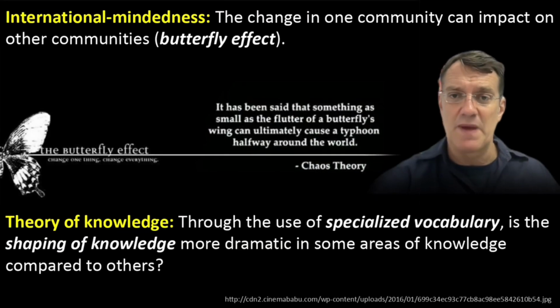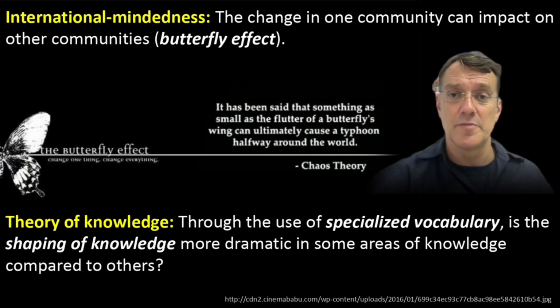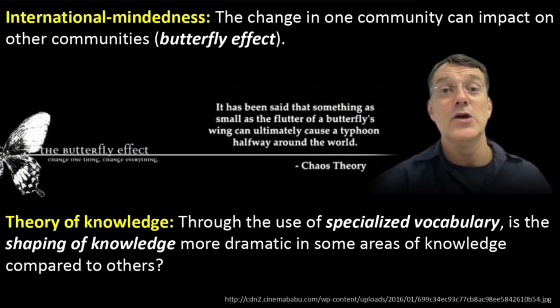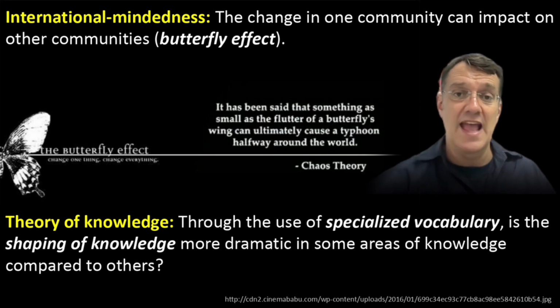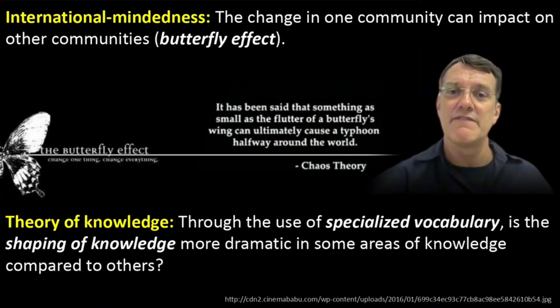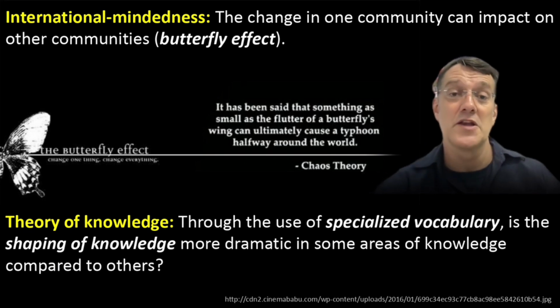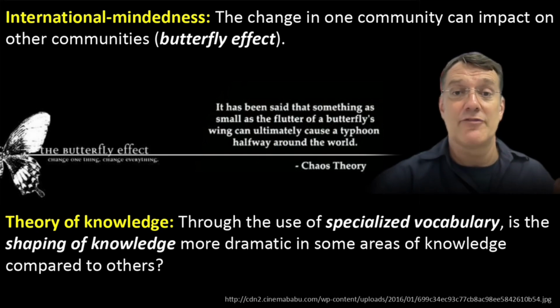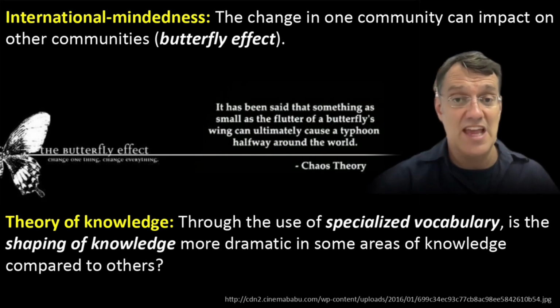From an international perspective, changes in one ecological community can impact others, sometimes called the butterfly effect. Small changes in one system can cascade through interconnected systems, and that causes significant effects somewhere else. This underscores why environmental issues often require international cooperation and why ecological studies have to consider systems at different scales.